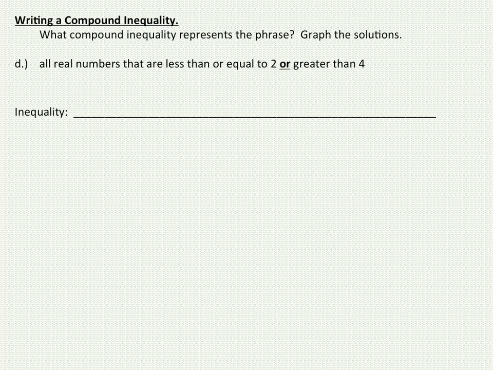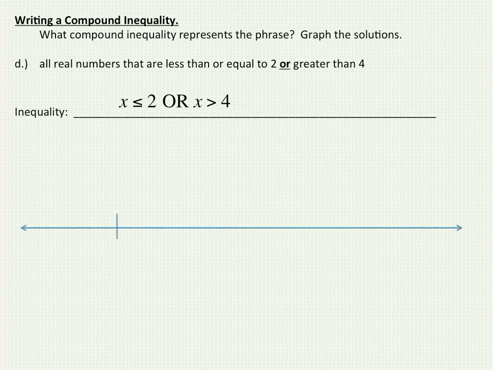All right, OR graph. All real numbers that are less than or equal to 2 or greater than 4. Well, less than or equal to 2 or greater than 4. Pretty simple. Picture would look like that. There's a spot at 2. There's a spot at 4. Again, you could have all the other numbers in here: 1, 0, -1, 3, 5, 6, 7. Okay? Alright, just try to keep it as simple as possible.